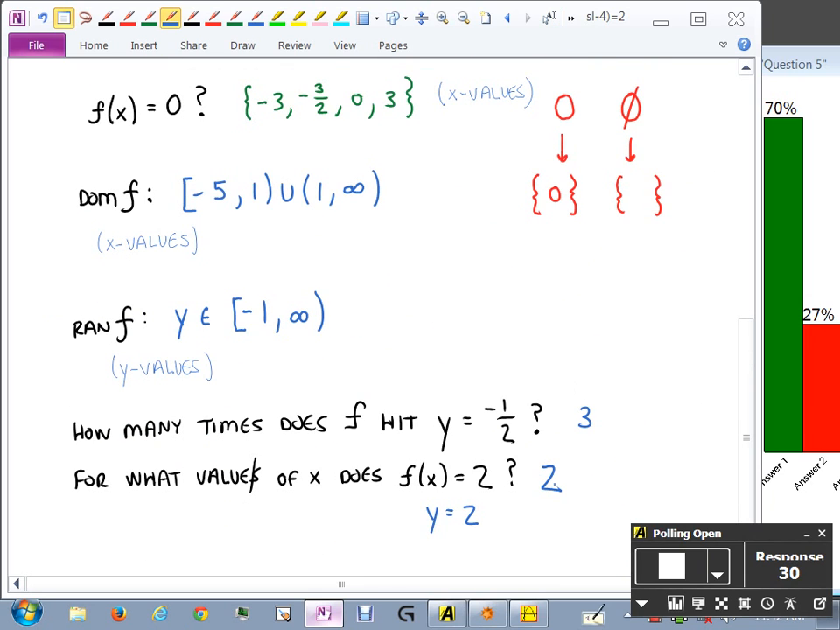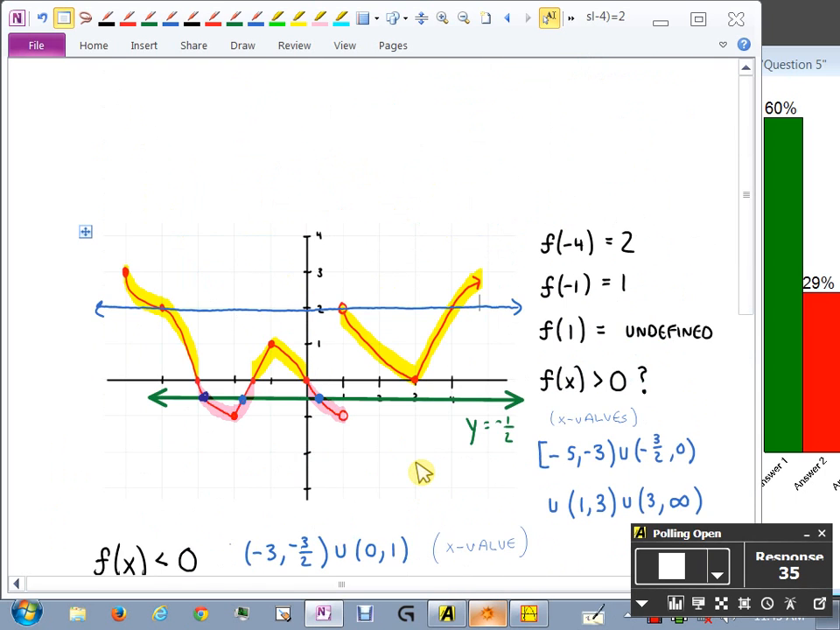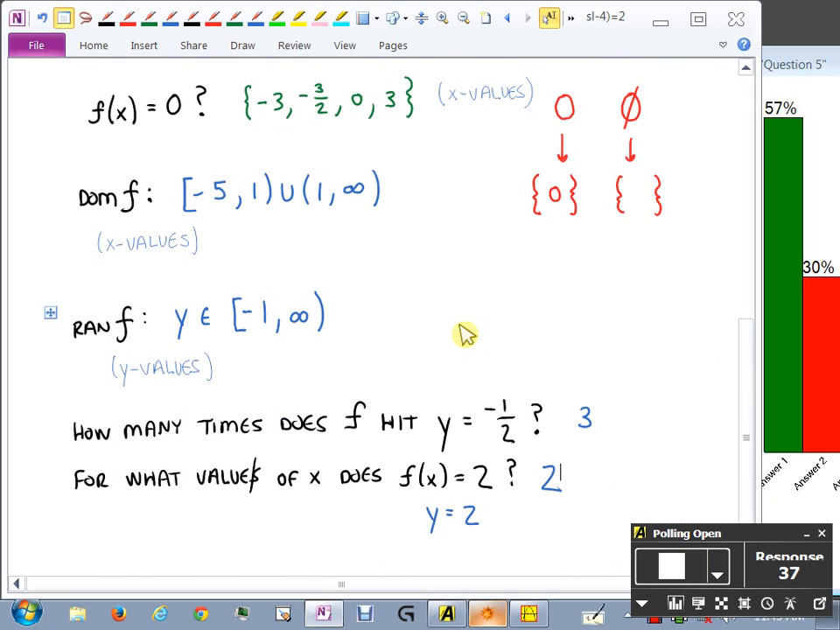All right, so that's all I'm asking for that. Oh, it asks for the values. Oh, shoot. Okay, yes. It hits it twice. Can you tell where it hits? At x is negative 4 and x is 4. Thank you for pointing that out. So how do I say that? X is negative 4 and 4, in braces.